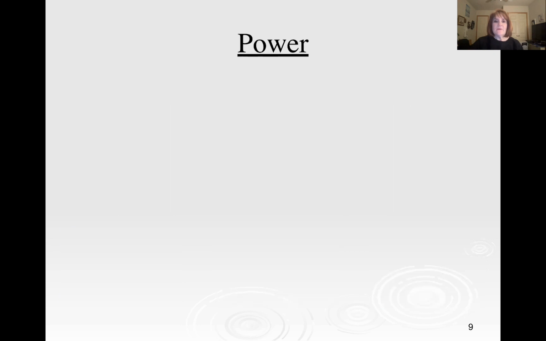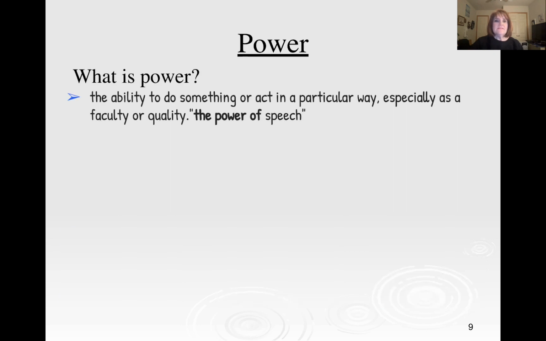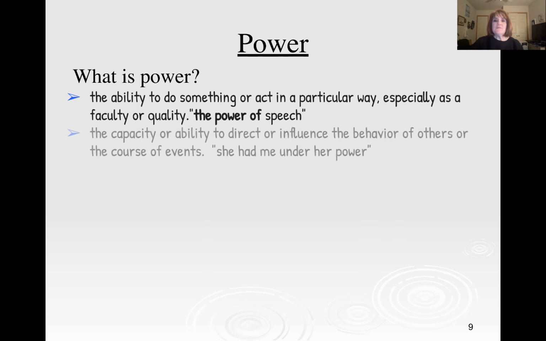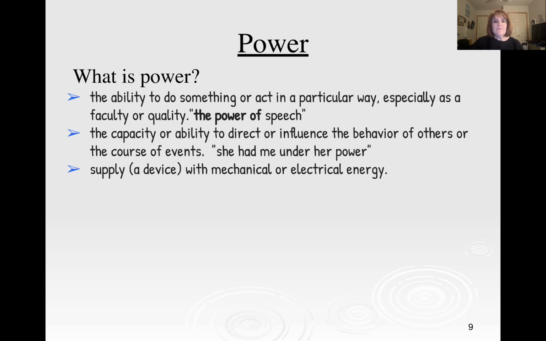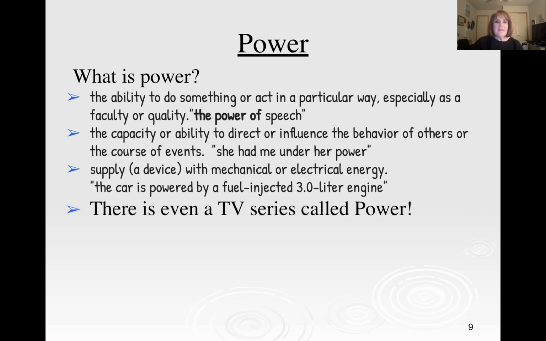Now let's look at power. Power is the ability to do something or act in a particular way, especially as a faculty or quality. It's the power of speech. It's the capacity of applying direct or influence the behavior of others. They have power over you. Power could be the supply by a device of mechanical or electrical energy. A car is powered by a fuel injection 3.0 liter engine. Power is even a TV series, and there's a song.